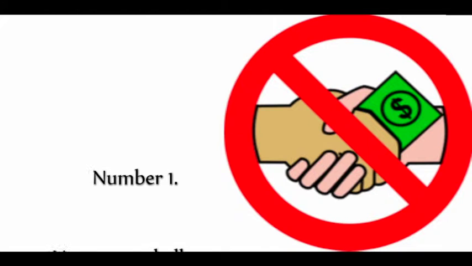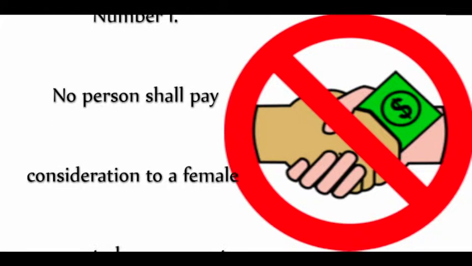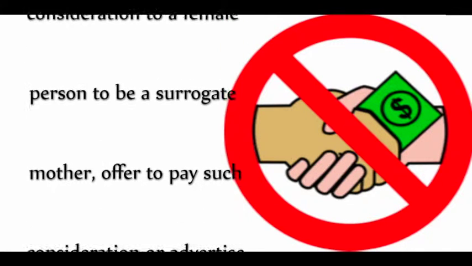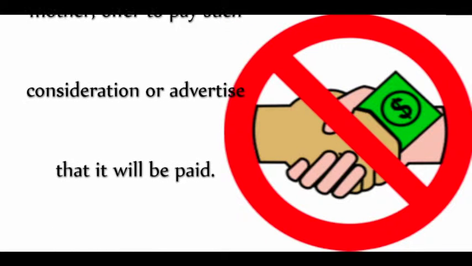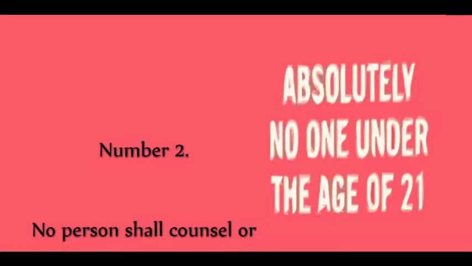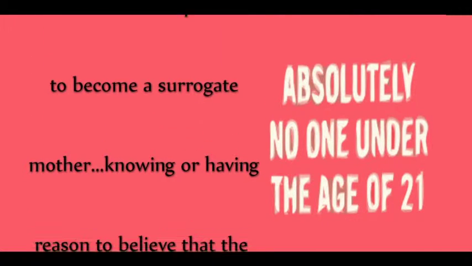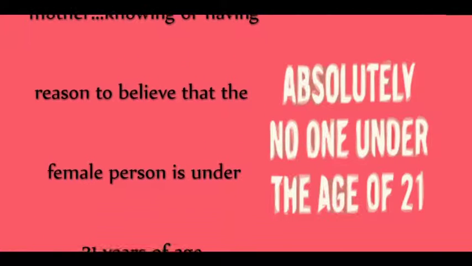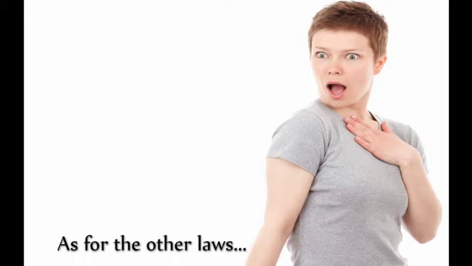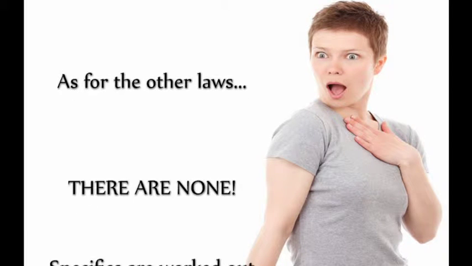Number 1. No person shall pay consideration to a female person to be a surrogate mother, offer to pay such consideration, or advertise that it will be paid. Number 2. No person shall counsel or induce a female person to become a surrogate mother, knowing or having reason to believe that the female person is under 21 years of age. As for the other laws, there are none.